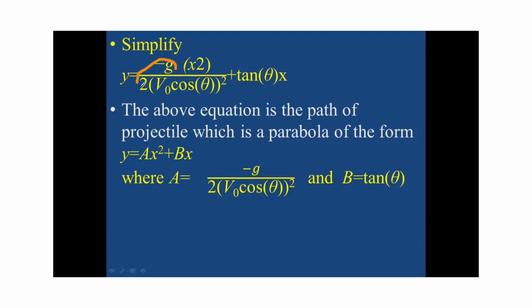Here is the coefficient of x squared. This is the coefficient of x squared. This is the coefficient of x. So this can be written as y equals ax squared plus bx, where a is the coefficient of x squared and b is the coefficient of x, where a is minus g over 2 v naught squared cos squared theta and b is tan theta.